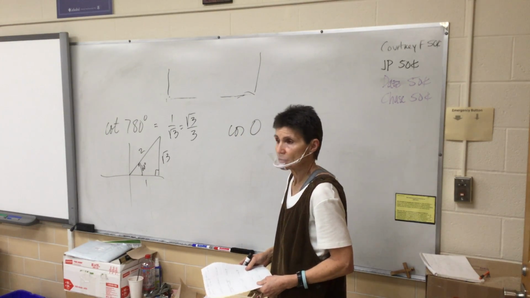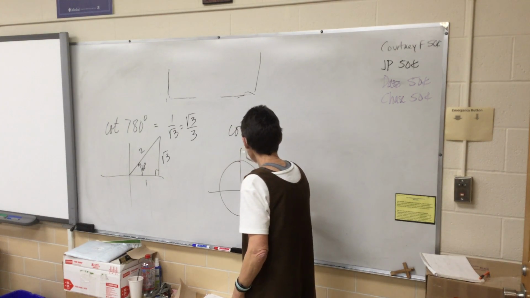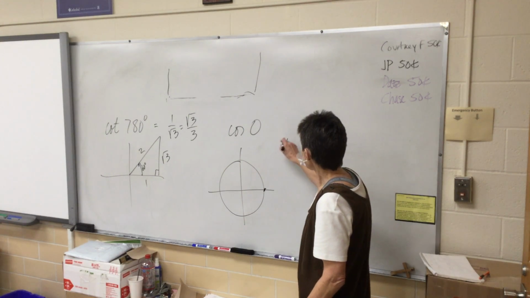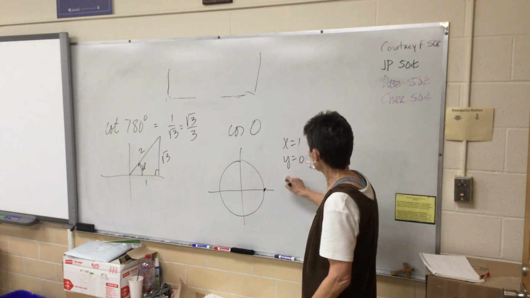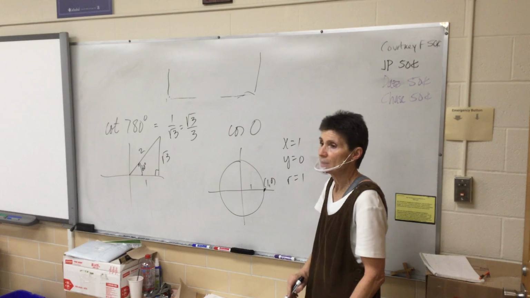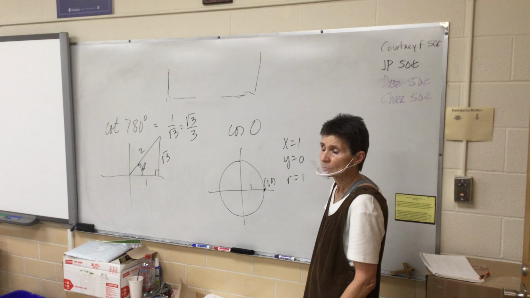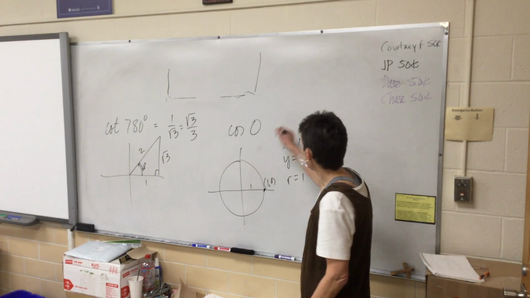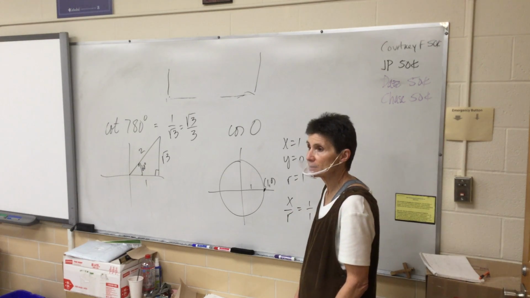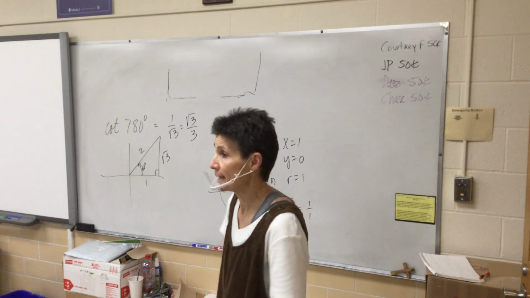Oh, I'm not going to be able to make a triangle. Would you agree? That's a quadrantal angle. It's right here. So X is 1, Y is 0, and R is 1. If I let my radius be 1, this is the point 1 comma 0. Cosine is X over R. The cosine of 0 is 1. If you type that in on your calculator, you're going to get 1.